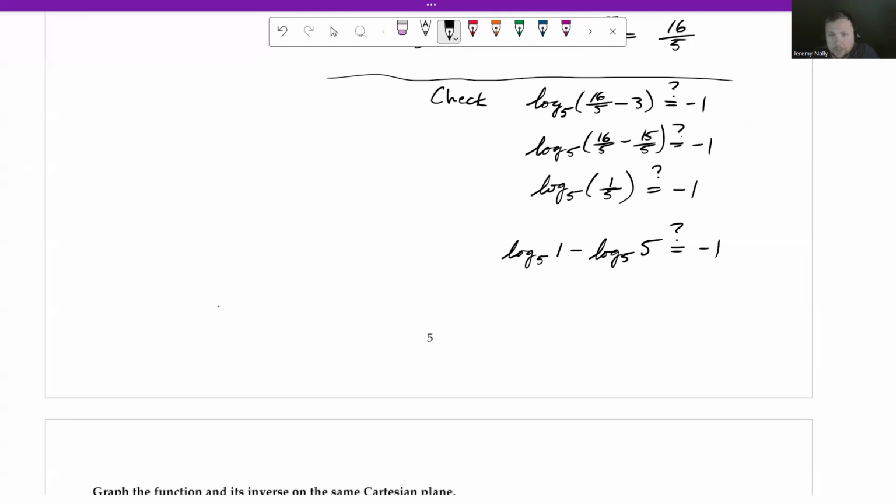And then log base anything of 1 is always 0. And then minus log base 5 of 5, that's 1. Okay, and then you can see 0 minus 1 is -1. All right.